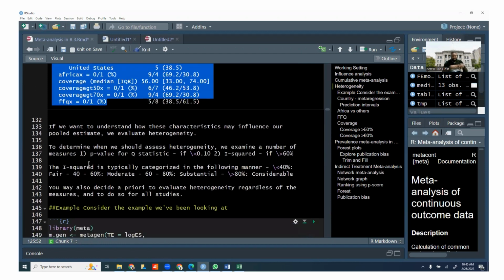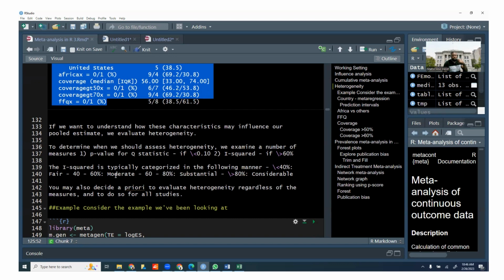And we've talked about heterogeneity many times. We know that depending on the I-squared value that we get, less than 40 is fair, 40 to 60 is moderate, 60 to 80 is substantial, more than 80 is considerable, and I-squared is a percentage, right? So the maximum possible is 100. And we said that if you find a considerable estimate, then you should look again. You should look again and try to understand why your estimates are considerable.